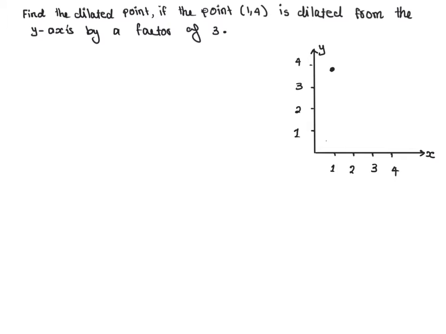In this session, we'll be talking about a point being dilated from the y-axis again. This is the second video, and over here the question says, find the dilated point if the point 1 comma 4, which is over here, is dilated from the y-axis by a factor of 3. Well, what does the 3 mean? The 3 is the k that we were talking about in the earlier videos.